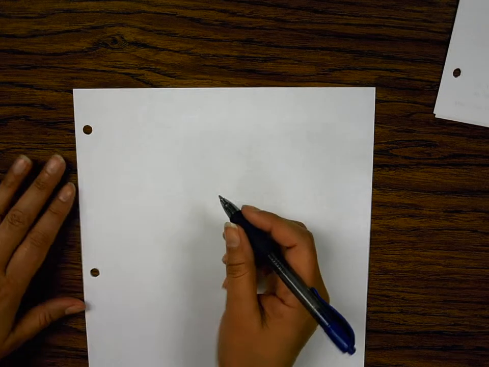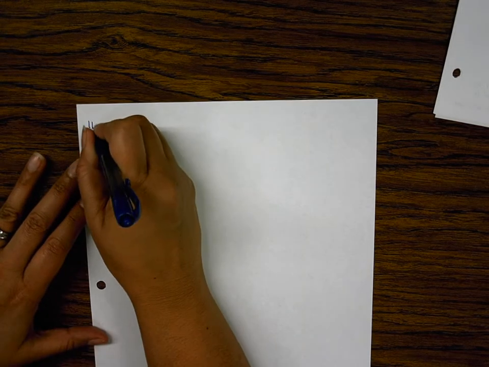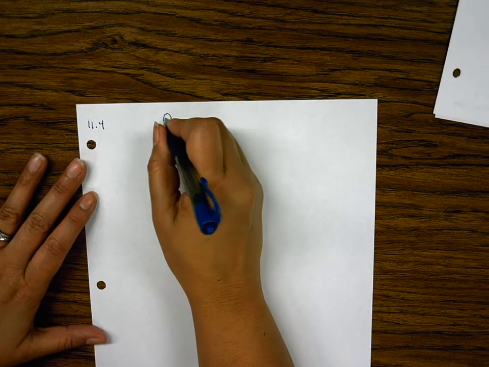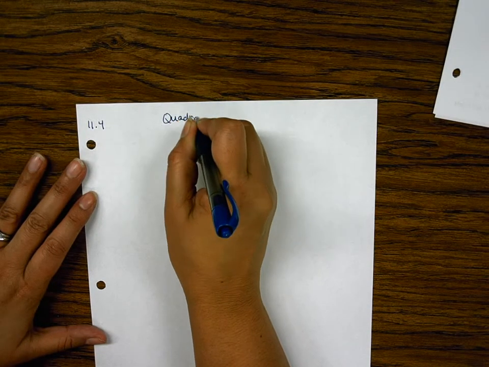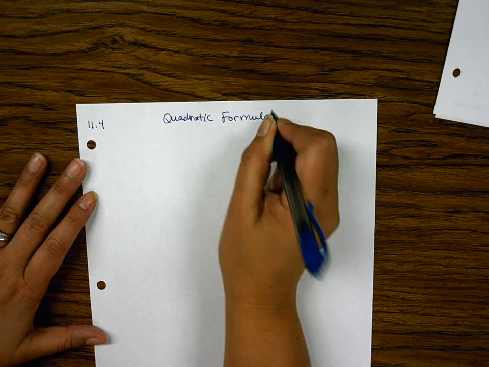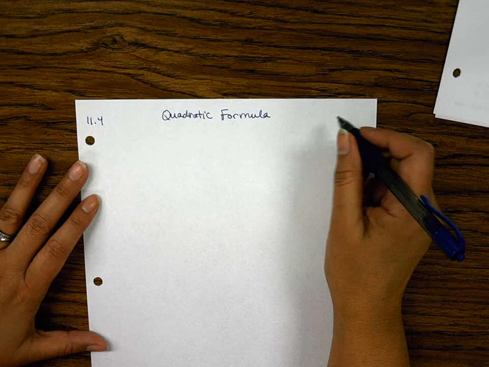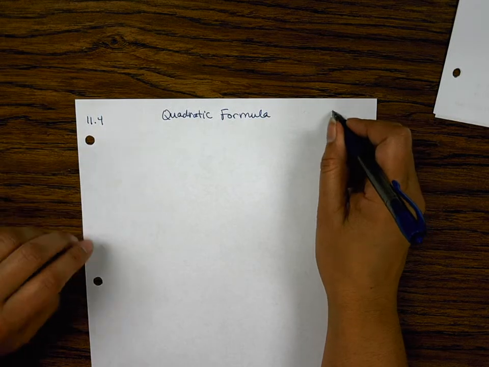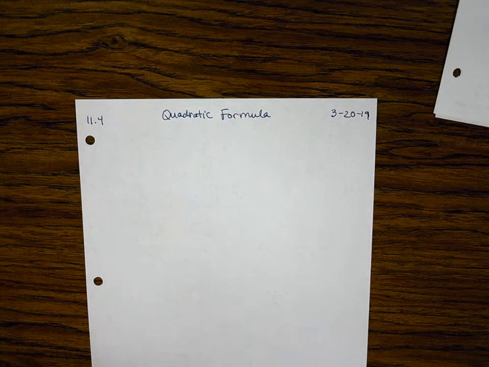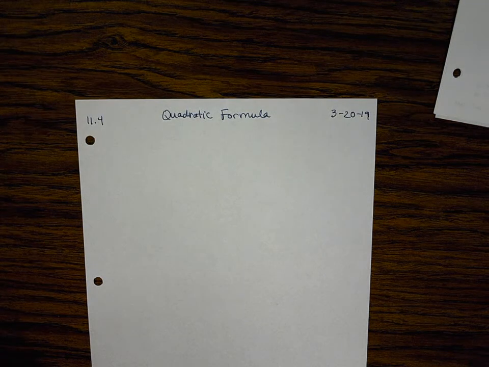This is 11.4. Quadratic formula in mid-unit review. Quadratic formula is what I'm going to put as the title. Quadratic formula. And then the date.